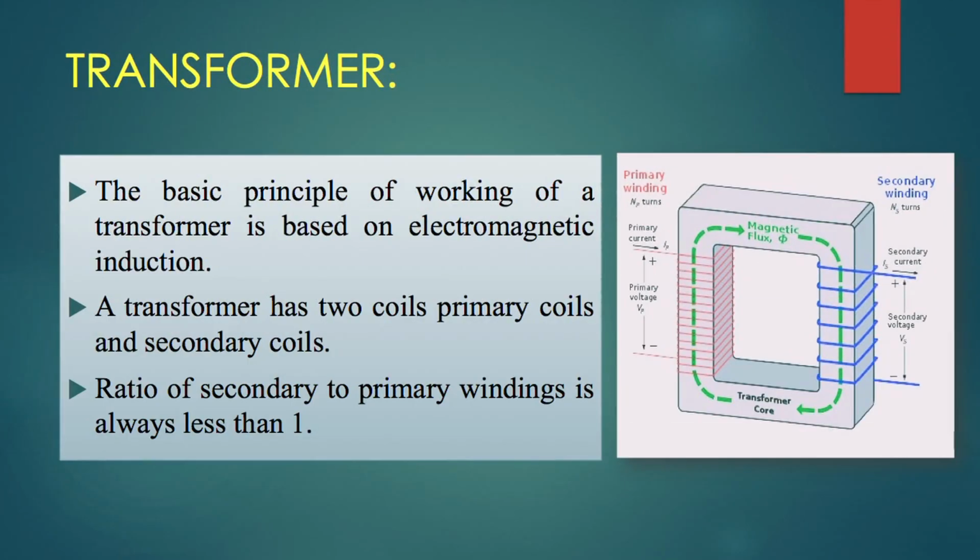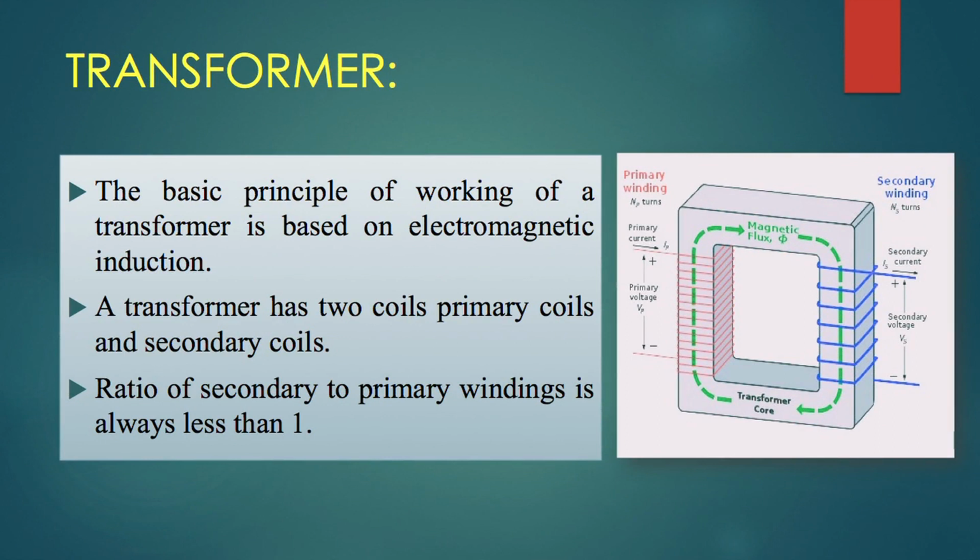The basic principle of working of a transformer is based on electromagnetic induction. A transformer has two coils, primary coil and secondary coil. Here in this diagram you can see on the left-hand side the pink color lines, those are primary coils, while the blue color lines are secondary coils. Now the number of windings on the primary coil is different from that of the secondary coil. Generally in a step-down transformer, the number of windings in the secondary coil is less than the number of windings in the primary coil, and hence the ratio of secondary to primary windings is always less than 1.